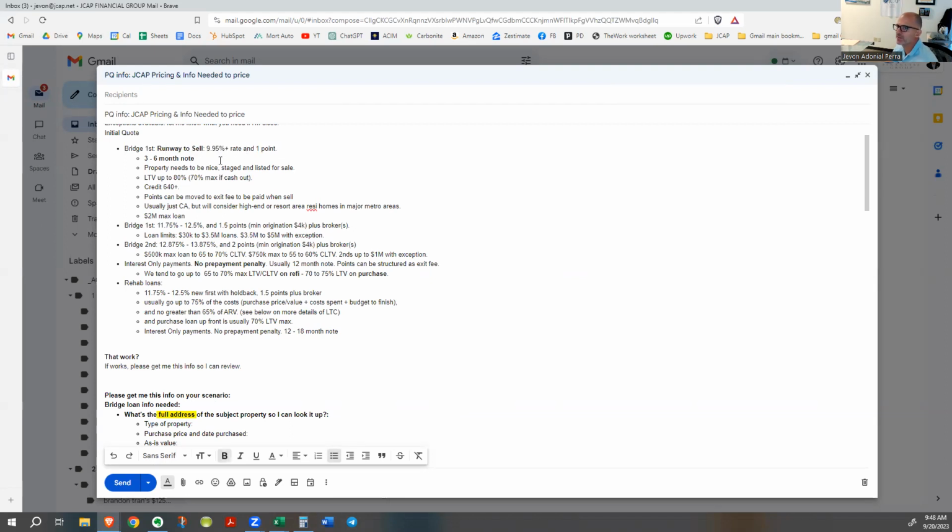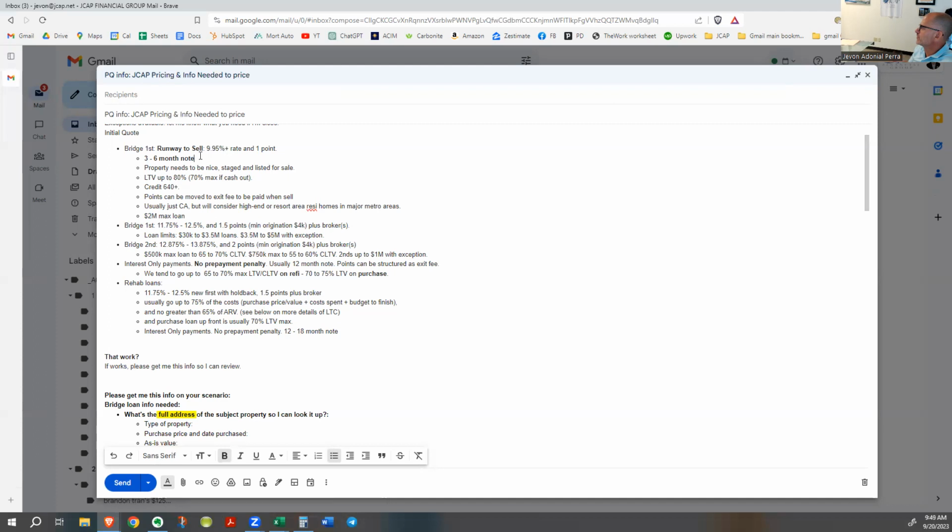It's called our runway to sell because it's a 3 to 6 month note, and the note is the promissory note, meaning you're going to promise to pay. The note is all the details of their promise to pay and our criteria for how we give them all in the promissory note. And a 3 to 6 month note means you have to pay us back in 3 to 6 months. That's really short.